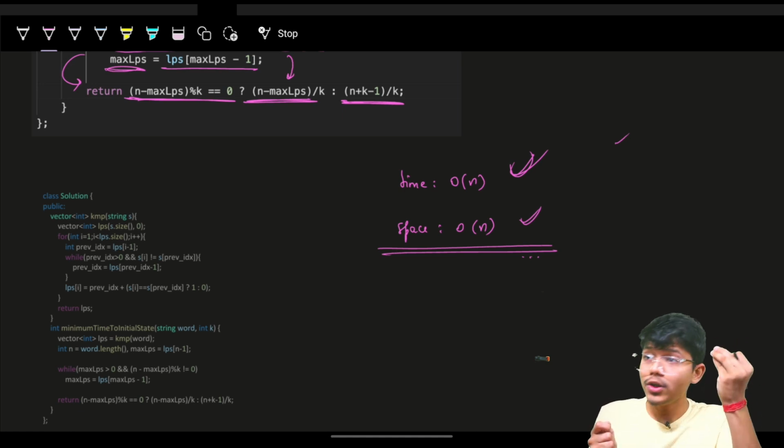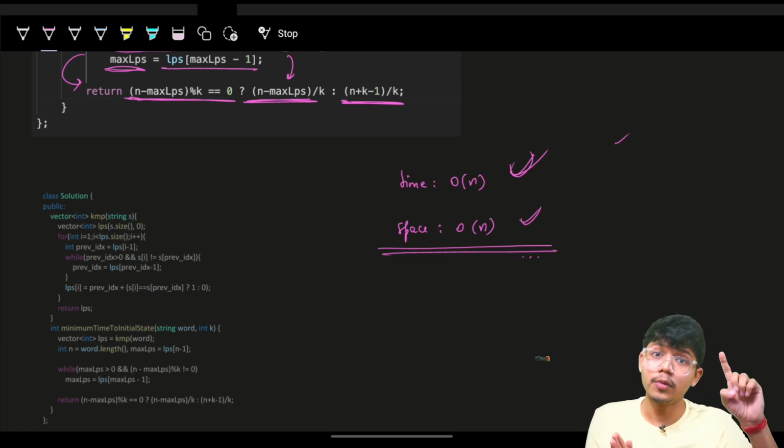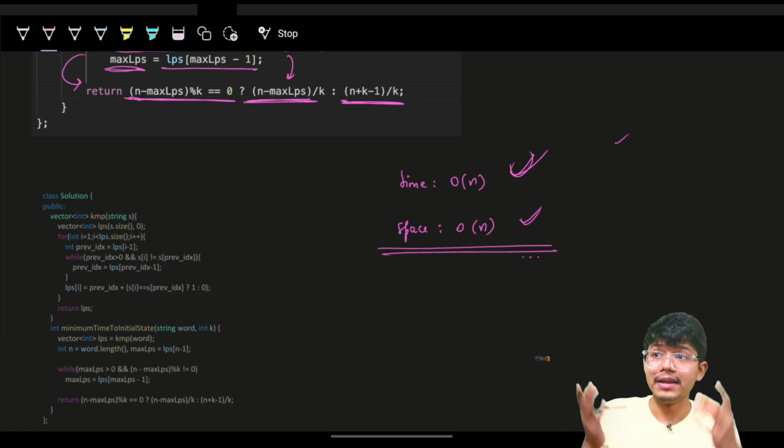You know KMP. In the last 1.5 weeks, we have seen another problem of KMP also. So please use KMP, and that's how you can solve it.